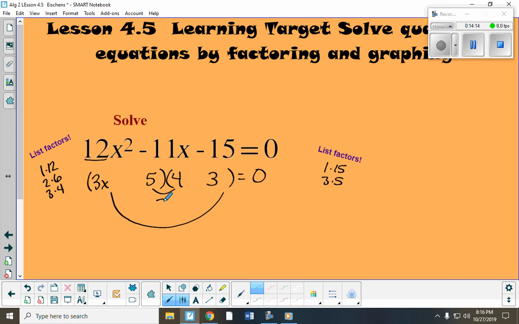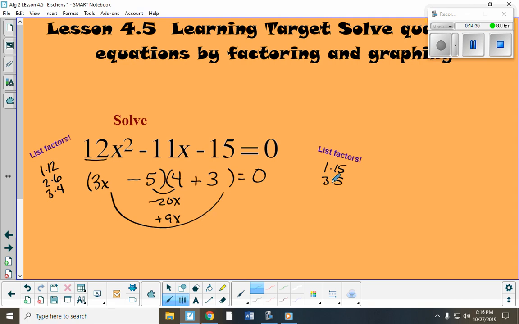So that would be 20x, and 3 times 3 is 9x, and that's going to work because if you take plus 9 minus 20, that would give you a negative 11. So the negative has to be in front of the 5, and then this would be a positive. And so those are the factors.